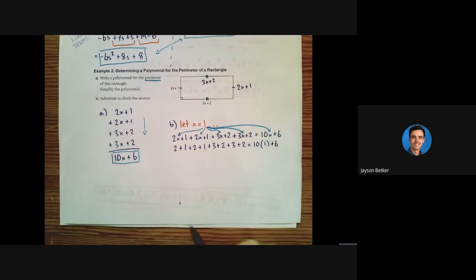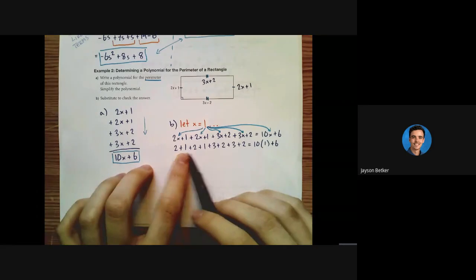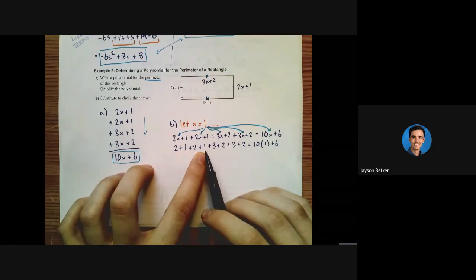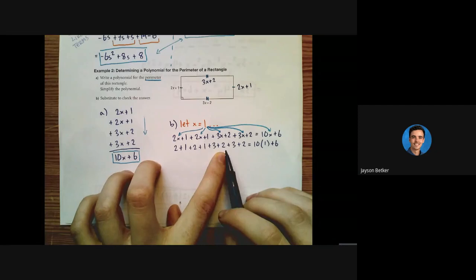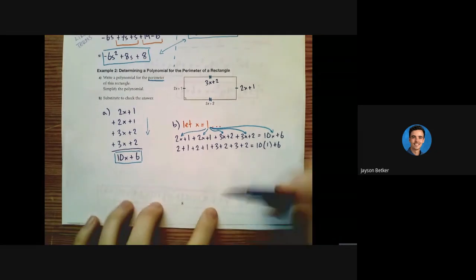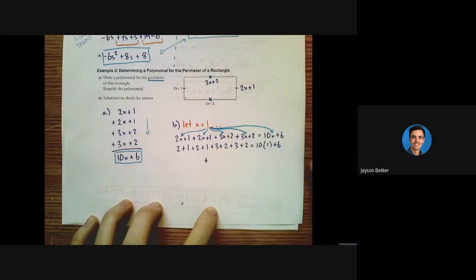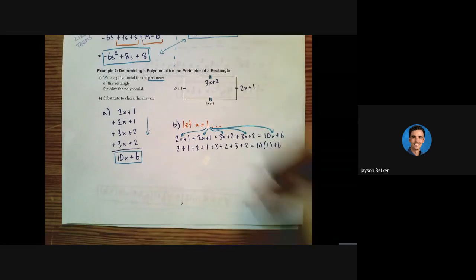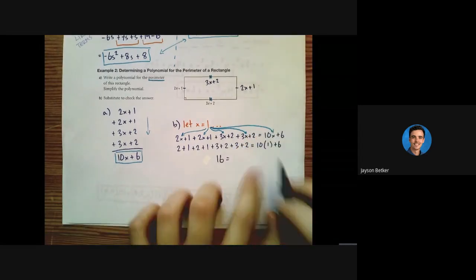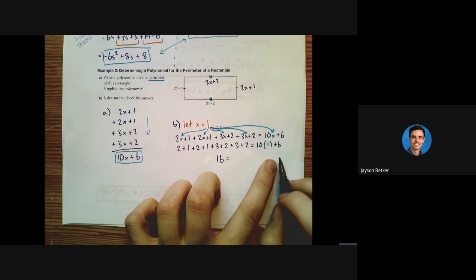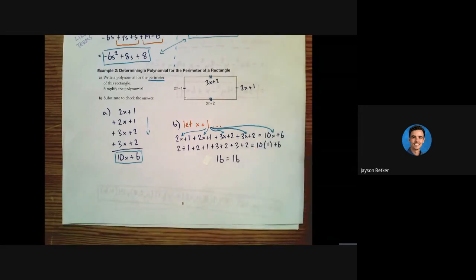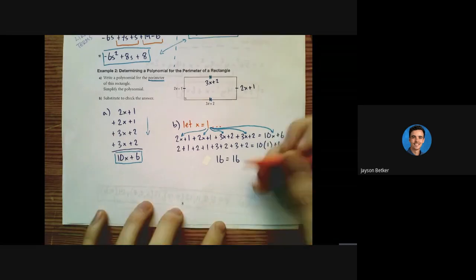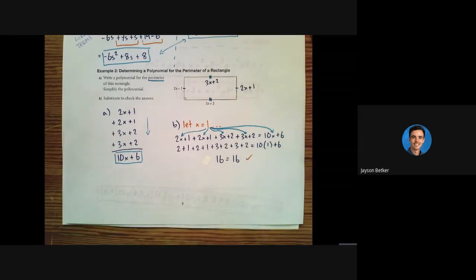So we just got to make sure that these are all equal to each other now. 2 plus 1 is 3, plus 2 is 5, and then 6, 9, 11, 14, 16. If I add all these together, I get, oops, not the right symbol. If I add all those together, I get 16 equals 10 times 1, it's just 10, plus 6, 16. So this is just a technique to be able to check our work to make sure that we've done it right using substitution. Okay, so there you have it.